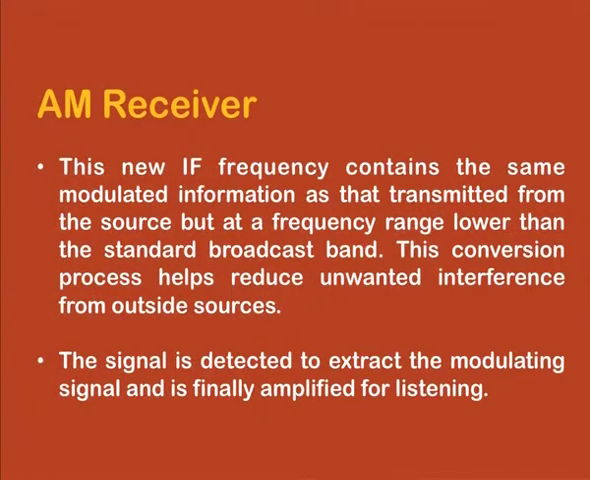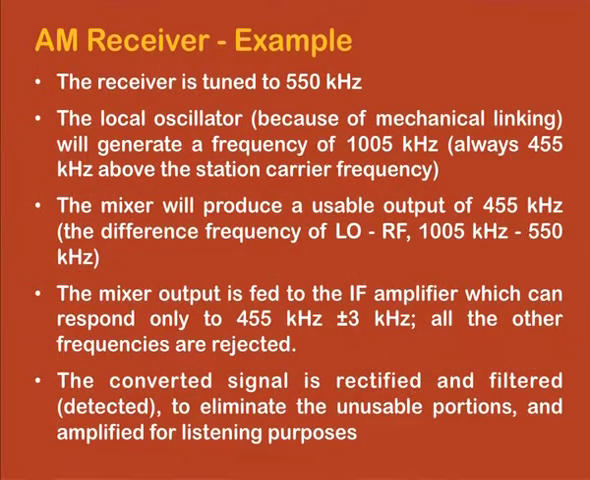This new IF frequency contains the same modulated information as that transmitted from the source, but at a frequency which is much lower, 455 kilohertz, than the broadcast frequency. This conversion process helps reduce unwanted interference from outside sources, and the signal is directed to extract the modulating signal and is amplified for listening. So, we can have one example.